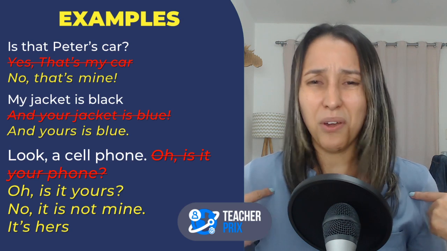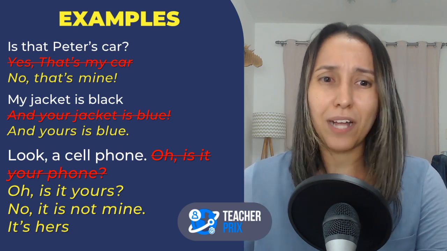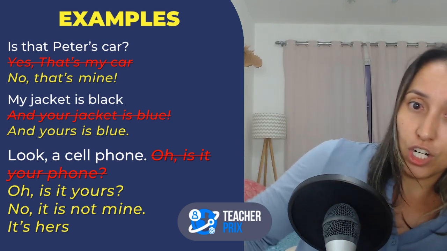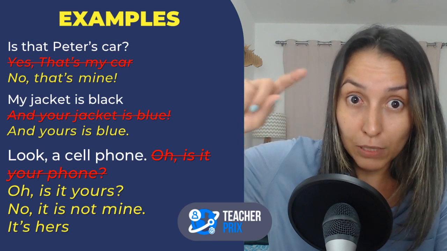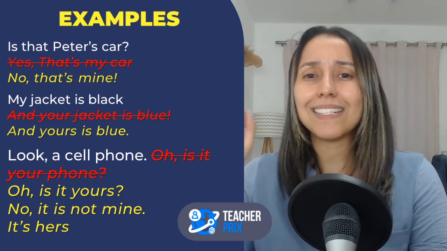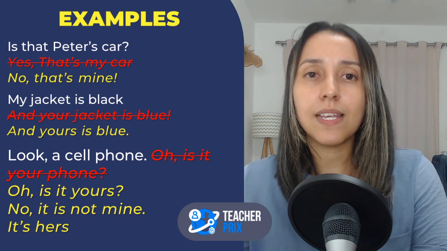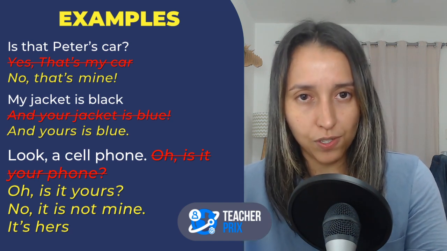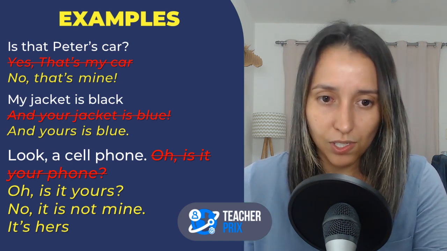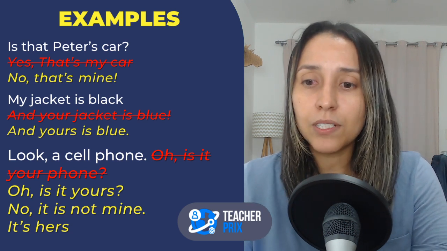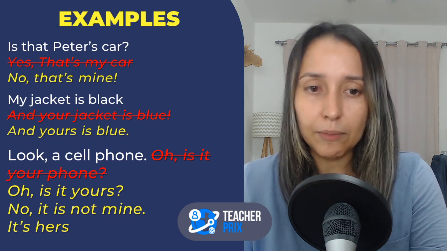And then the person can look, no, it's not mine. I don't want to say, no, it's not my phone. No, it's not mine. It's hers. Let's imagine there's a girl sitting next to me and I know that phone belongs to her. So I can say, no, it's not mine, it's hers. It's her phone. This girl right here. But I don't want to say it's her phone, so I say it's hers. Okay? So this is a very common structure that native speakers use all the time, okay?